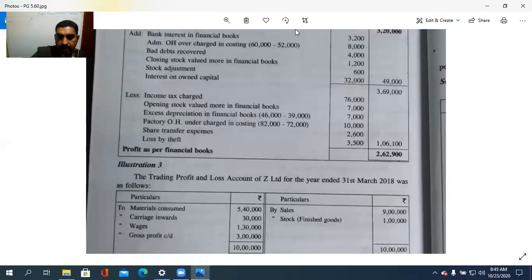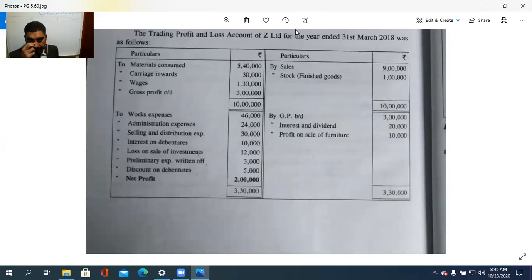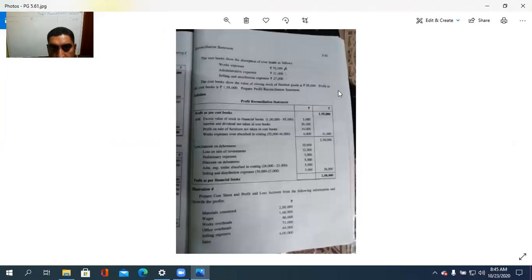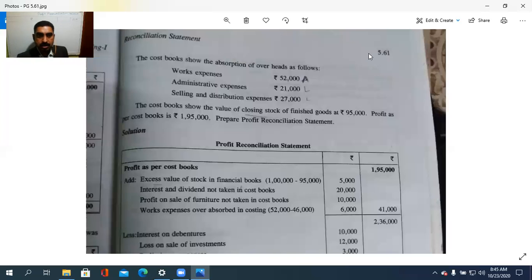The trading and profit and loss account of Z Limited for the year ended March 31, 2018 was given. Items are there in the trading account and profit and loss account. Then net profit is 2 lakh. Then from this, the cost books show absorption of overhead as follows. Work expenses, it is 52,000. Administrative expenses, it is 21,000. And selling and distribution expenses, it is 27,000.